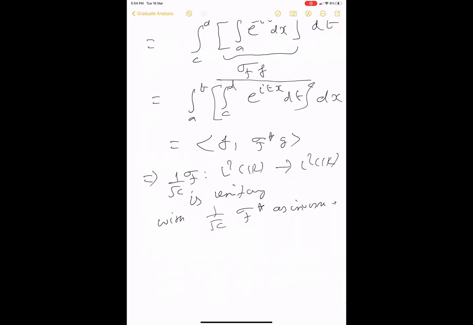Any doubt? Shall I move on? Yes. Okay. So the Fourier analysis is over. This is what I wanted to prove. This is what is called Plancherel theorem, and I have proved the Plancherel theorem.